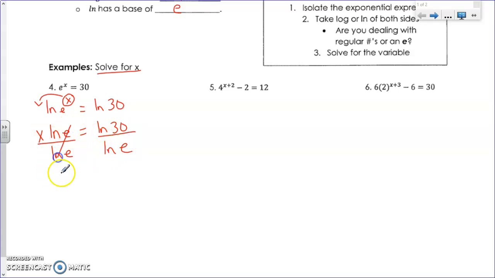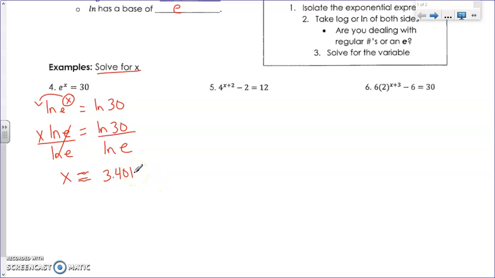So that's going to cancel out, and x is going to equal... You can put that in your calculator, and you will get approximately 3.401. And we will tell you how to round these. I'm just going to round to 3 decimal places and go from there.